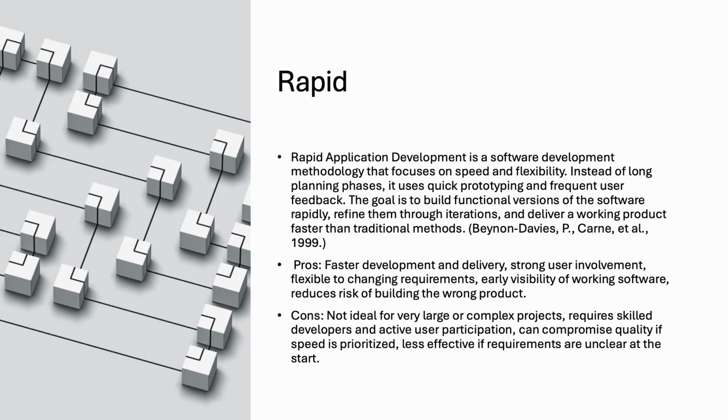So rapid methodology is a software development methodology that focuses on speed and flexibility. Instead of planning long phases, it uses quick prototyping and frequent user feedback. The goal is to build a functional version of the software very quickly, refine it through iterations, and deliver a working product a lot faster than the traditional methods.